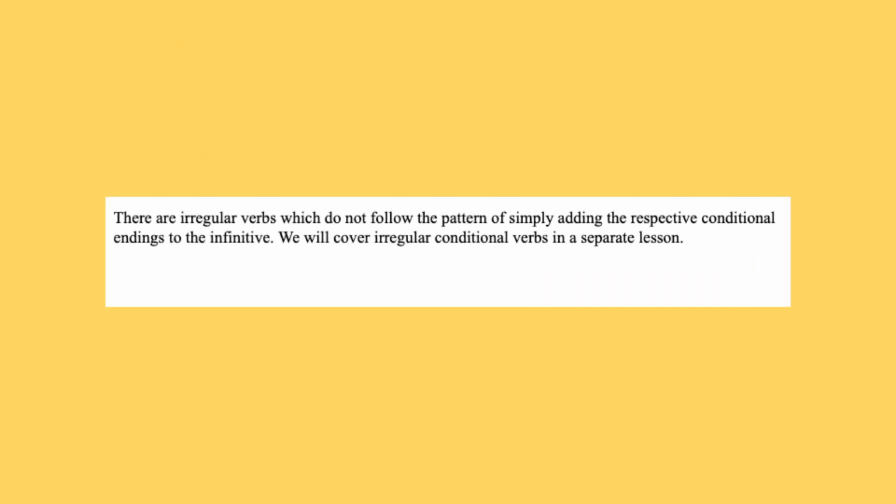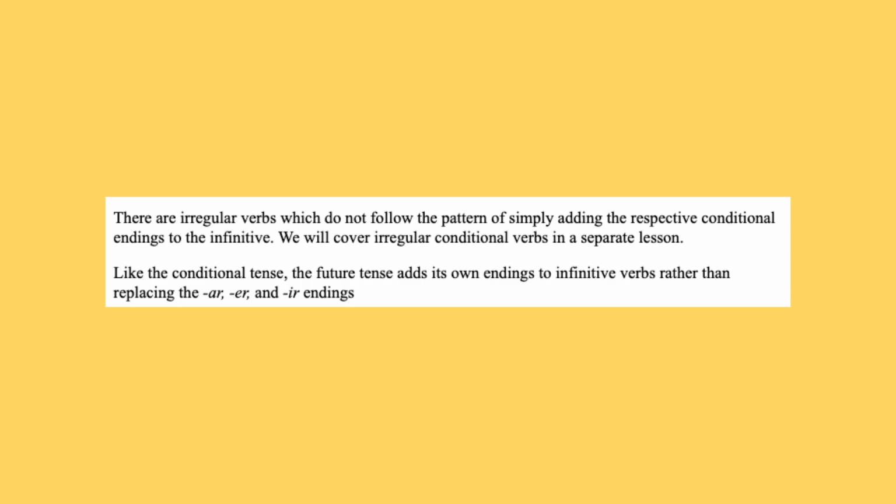As usual, there are irregular verbs which do not follow the usual conjugational pattern. In this case, simply taking the infinitive and then adding the respective conditional ending afterwards. But we will cover irregular verbs under the conditional in Unit 3. So again, like the conditional, the future tense will simply add its own endings to the end of infinitive verbs, rather than replacing the AR, ER, and IR endings, like in the present, preterite, or imperfect.